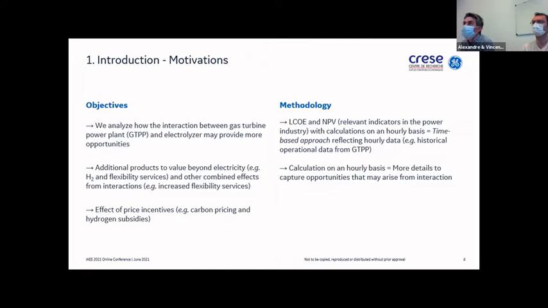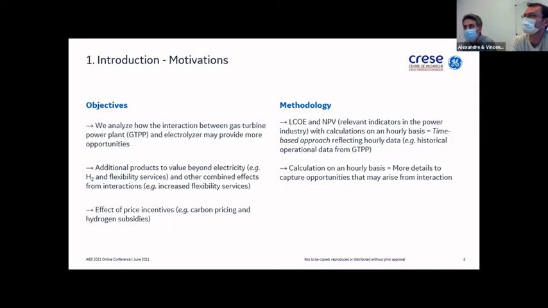Finally, we also investigate the effect of some price incentives. Of course, carbon pricing, but also some representative subsidies, and especially for hydrogen. For the methodology, we use an LCOE and NPV approach, which is in principle a very simple approach. But in our case, we believe that this makes sense because this paper is a collaboration between University of Franche-Comté and General Electric, which is a company from the energy industries. And in this context, such a very practical approach, we believe makes sense.